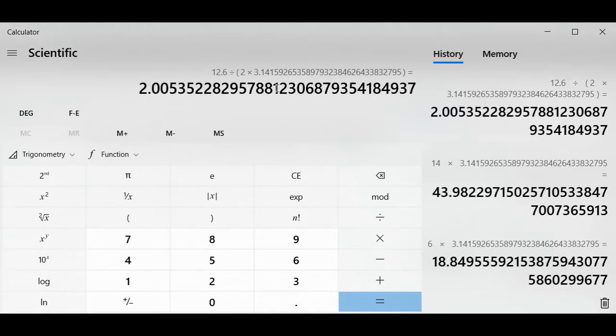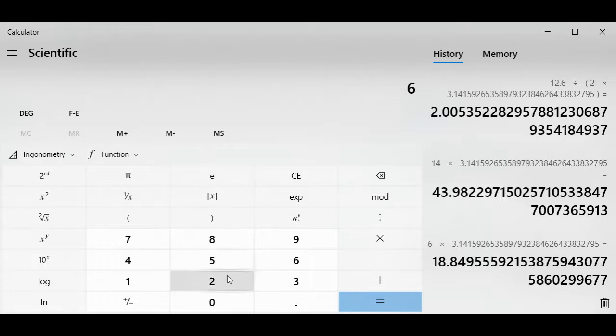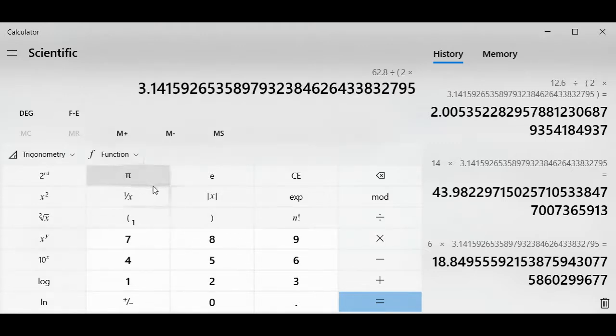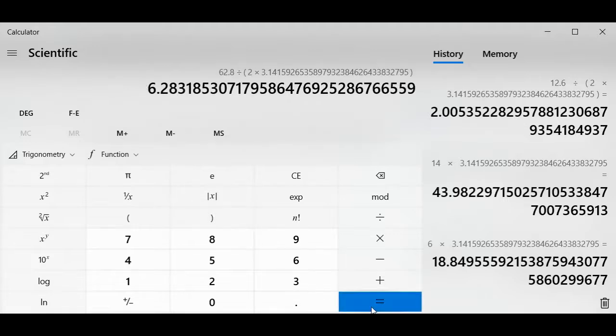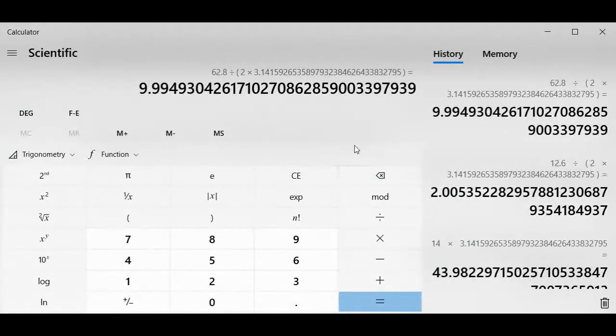Does that make sense what I did? So the first number that you got, the 6.283, that was 2 times pi. I could do that also with 62.8 divided by parentheses 2 times pi, close parentheses, equals. Does that make sense? Yes, it does. Thank you.